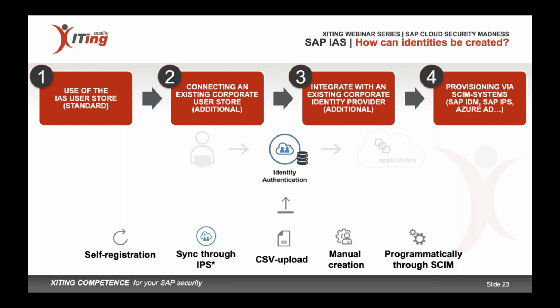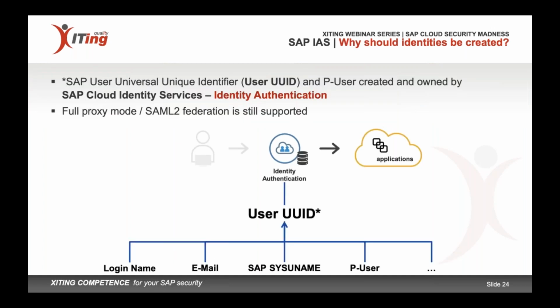All right, so next, the question is always how the identities can or should be created in the identity authentication service. Of course, there are many ways that you can use. You can use the administration console and create the users manually by hand. You can also automate the user creation using the SCIM endpoints provided by the identity authentication service. Or, as I said, you can just integrate with existing systems. But it's mainly the question why you should create the identity there.